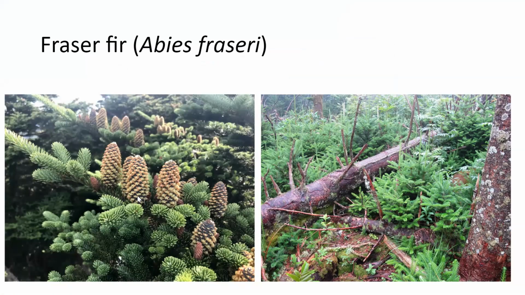And again, you can see the cute little cones that are upright on the branches. These are cones that shatter, so you don't find intact cones on the ground. The scales come off and fly away on their own, and then all that's left is the center stem.